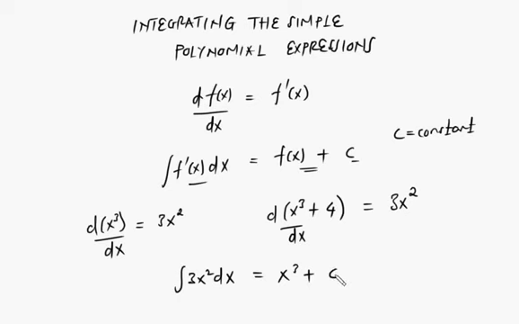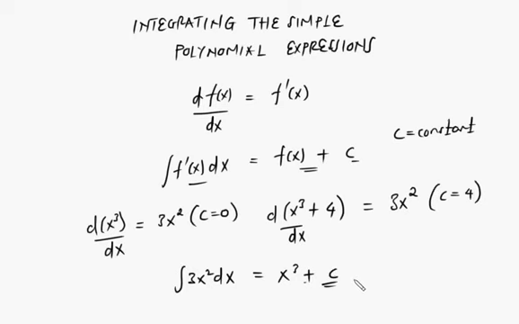So this c could be any number. As you can see, in this case our c is 4, and in this case our c is 0. If c is 0, you get x cube, but if c is 4, you get x cube plus 4. So when you integrate a function, the answer is not just one, and that is the meaning of this c. The answer could be x cube plus 4, or x cube, or x cube plus 7, or x cube plus 100. It could be any value.